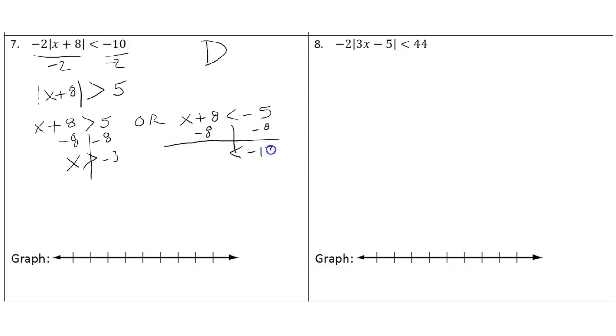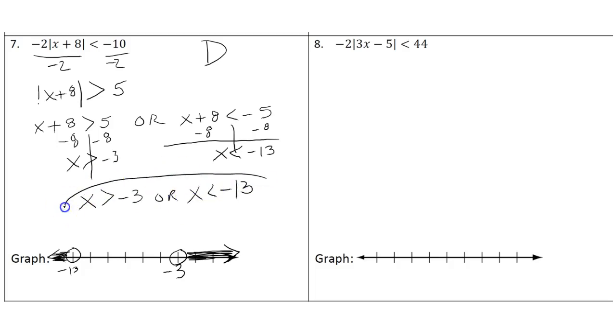less than negative 13. Draw a hollow circle at negative 13 and an arrow going to the left. Draw a hollow circle at negative 3 and an arrow going to the right. Our solution is x is greater than negative 3, or x is less than negative 13.